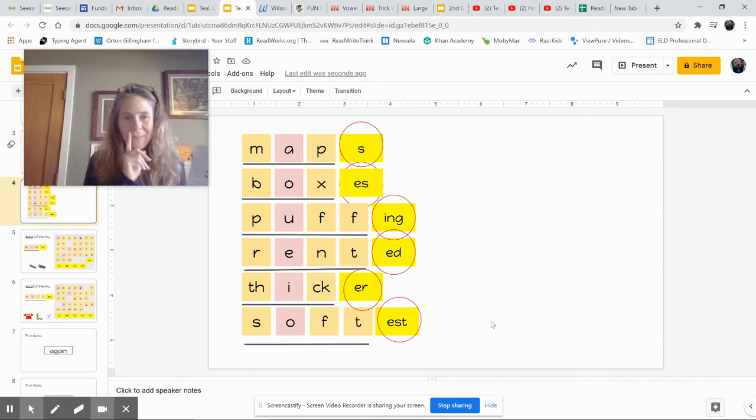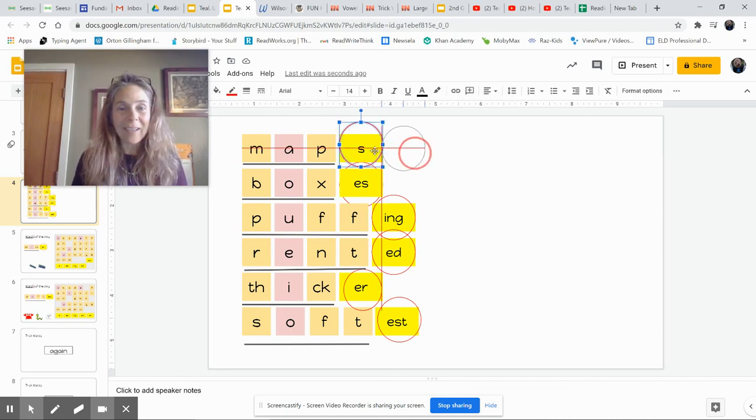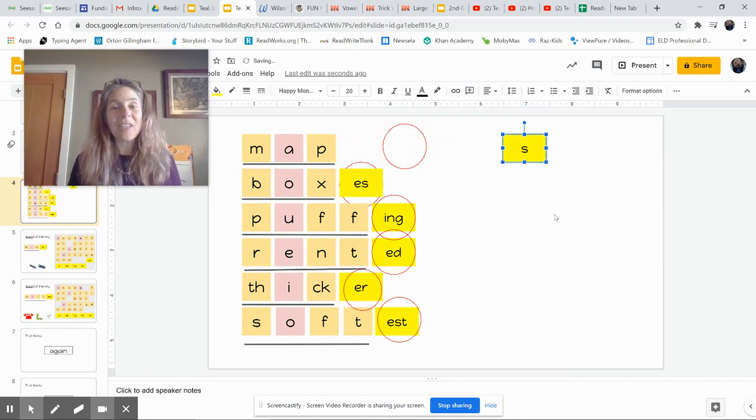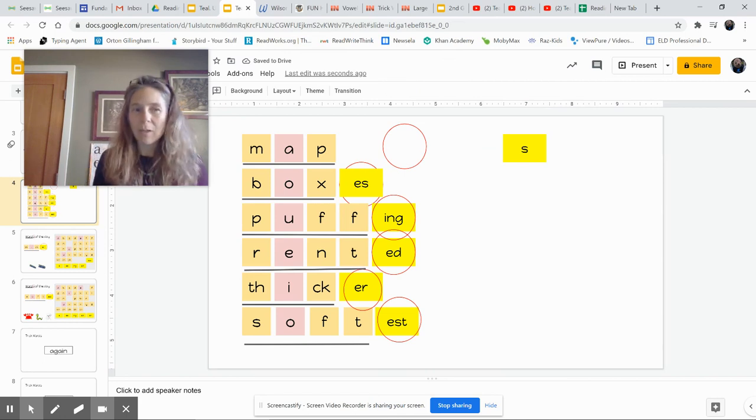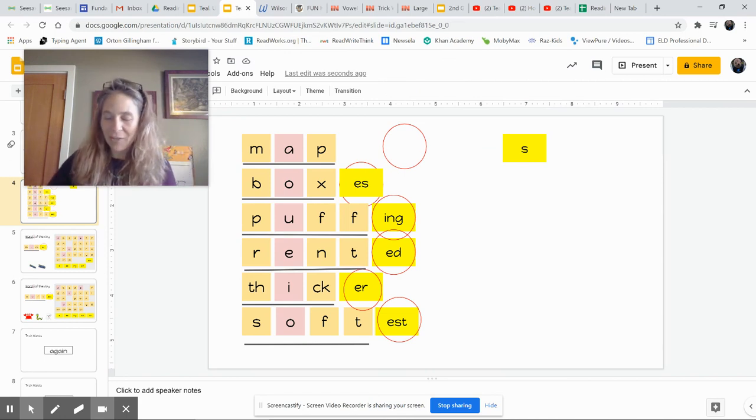Now I have a question. Is there a consonant suffix on this page? Remember, a consonant suffix would start with a consonant. And we're looking at our yellow suffix frames. I see S, ES, ING, ED, ER, EST. Yes, there's only one consonant suffix, huh? I'm going to move my circle. The only consonant suffix on this page is S. Trust me, we're going to learn some more. Great work, guys, if you figured that out.